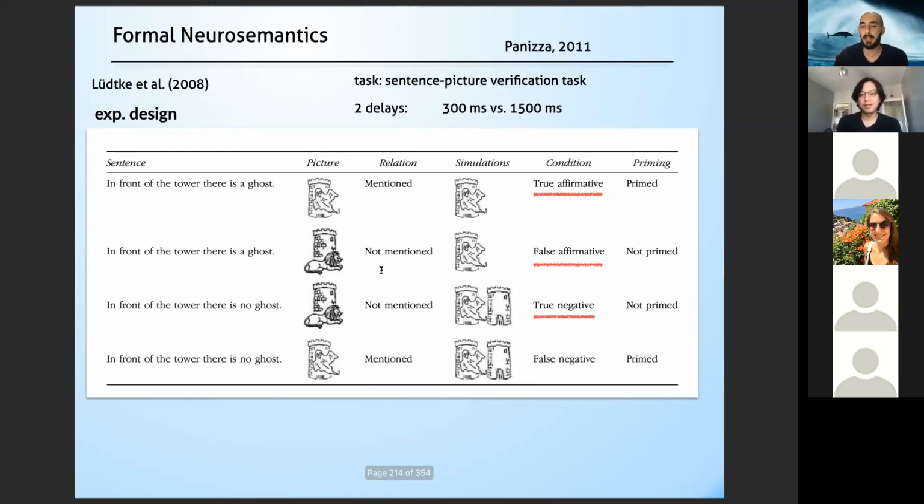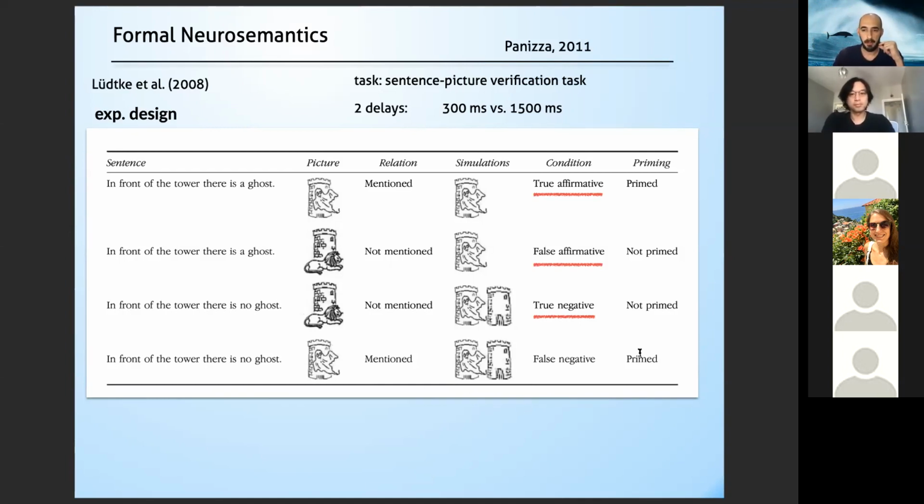Now let's take a sentence with negation, like in front of the tower, there is no ghost, right? So here, the two-step model of negation predicts that you would first represent a tower with a ghost, and then you know that that is false. So then after that, you make another representation with a tower without a ghost, okay? And then if your picture has a lion in front of the tower, that's perfectly compatible with the meaning of negation, so you're happy.